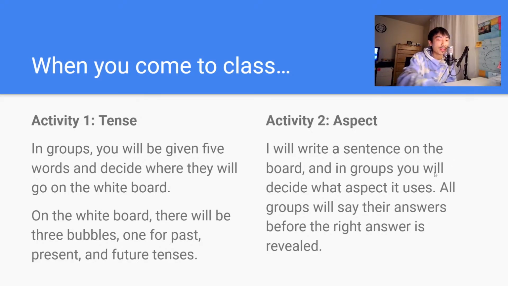I think it's really important that we understand why the aspect is what it is and what makes it that certain aspect, whether it's past perfect, present perfect, past simple, present simple. I think it's important to have that conversation.